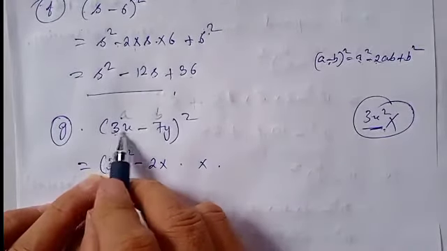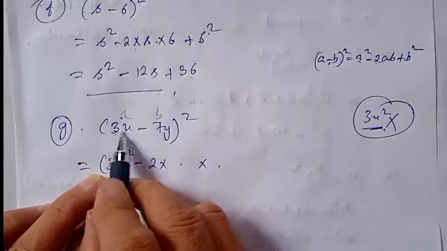So 4x minus 3y into 4x plus 3y can be written, by using this identity, as a squared minus b squared. So which one is a? A is 4x, so you write 4x. Don't write 4x square, okay? You have to write 4x the whole square. Last one, minus b square, which is b here? B is 3y, so you write 3y the whole square. Don't write 3y square only.